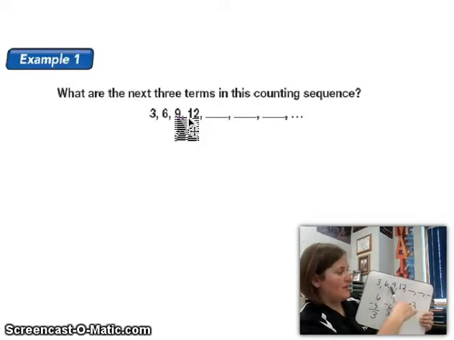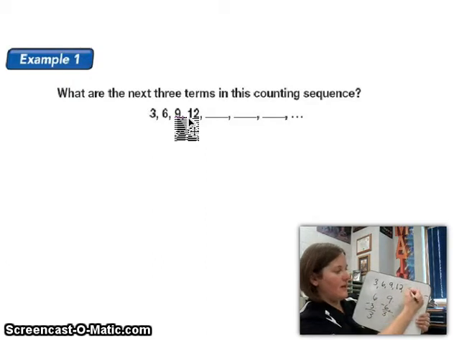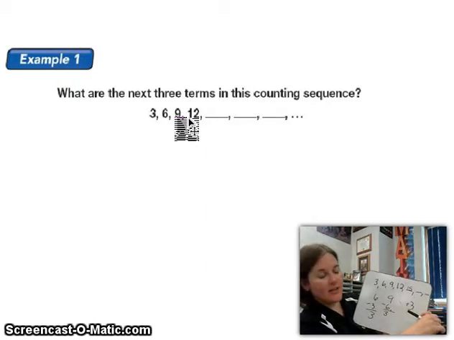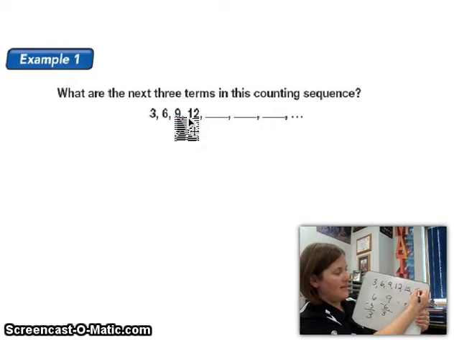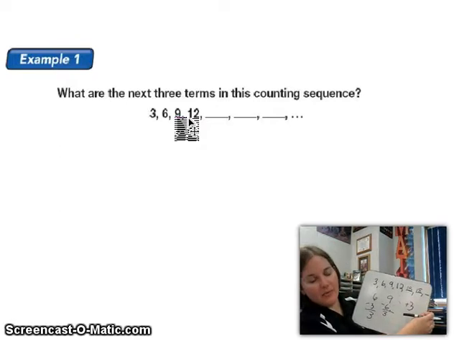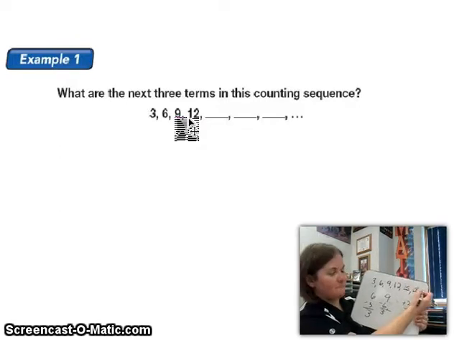So then you would just continue going on, 12 plus 3, which is 15, and then 15 plus 3, which is 18, and then 18 plus 3, which is 21.